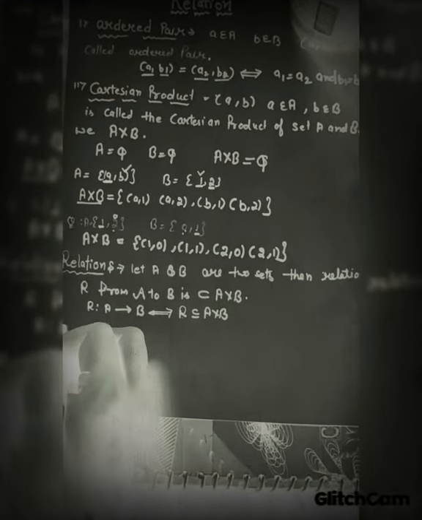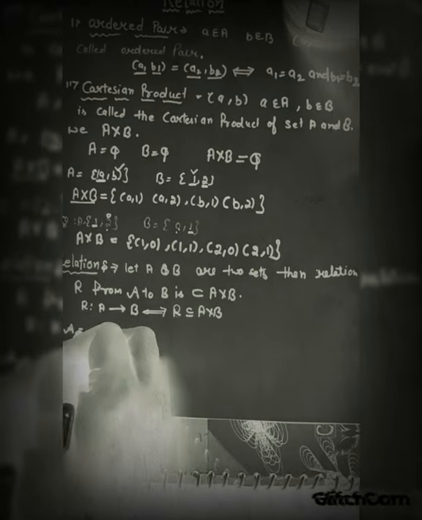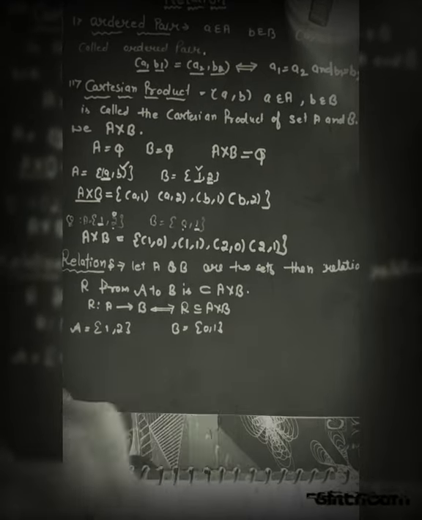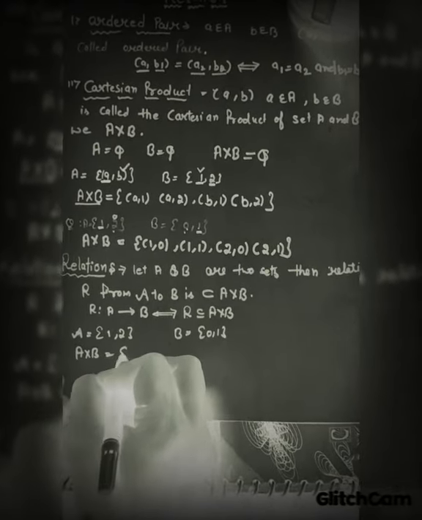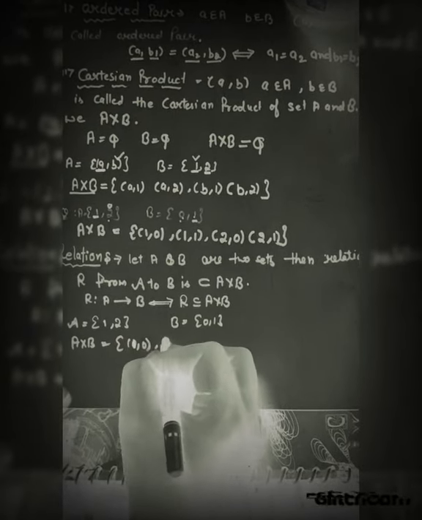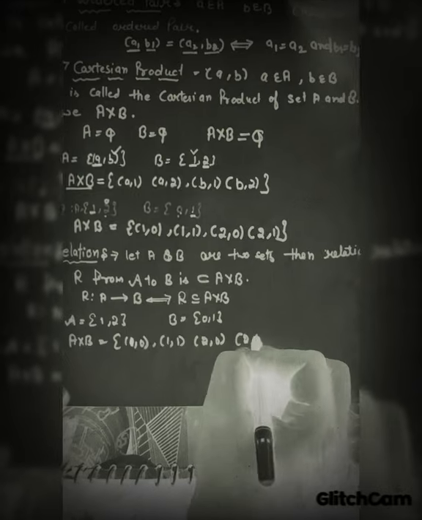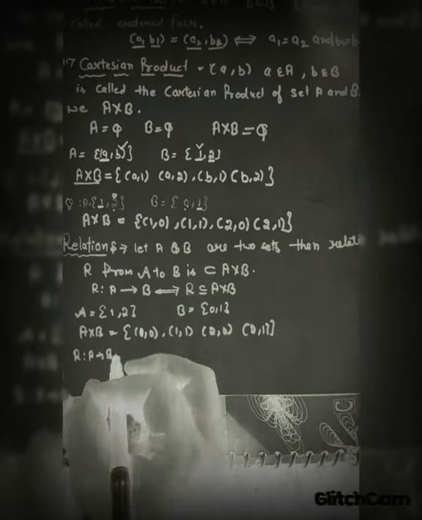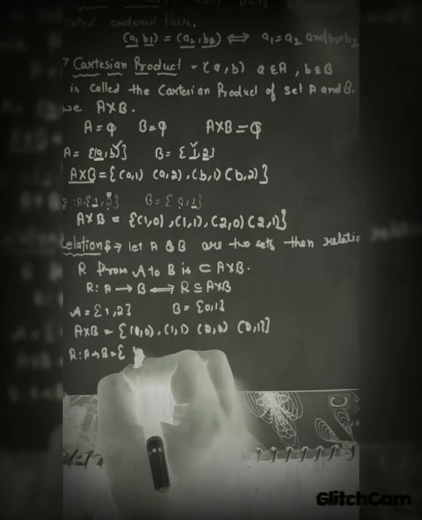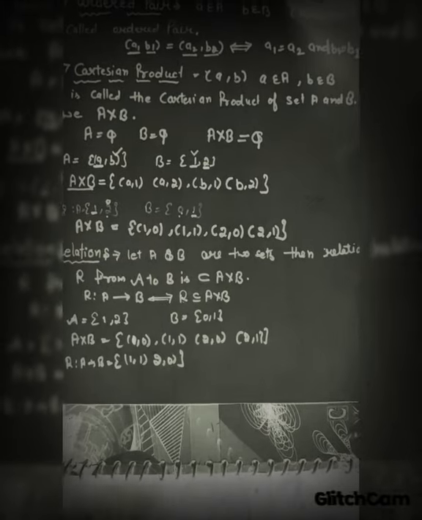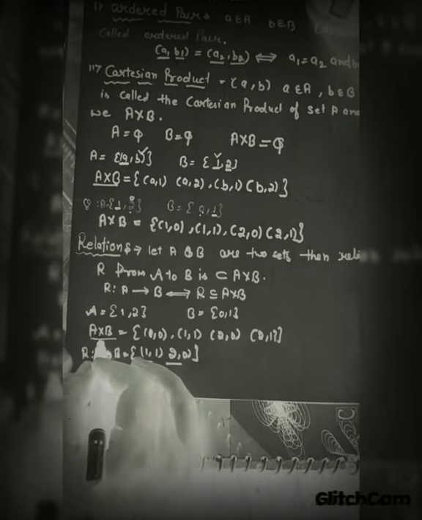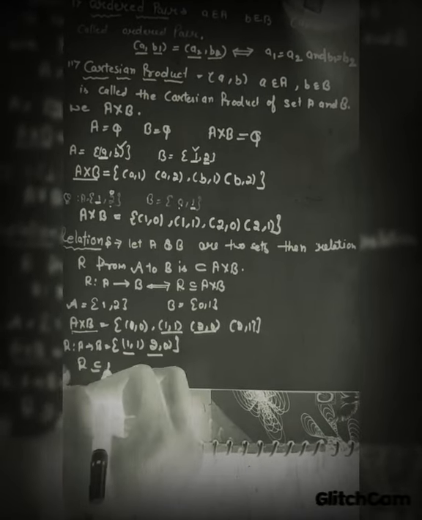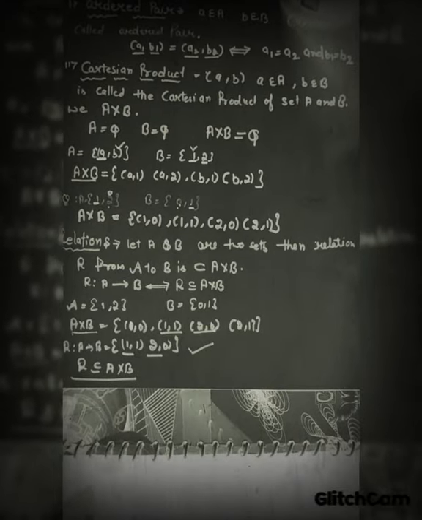Now, you can take an example. If set A is {1, 2} and set B is {0, 1}, the Cartesian product A cross B is equal to {(1, 0), (1, 1), (2, 0), (2, 1)}. And if relation R is a relation from A to B, and the elements in the relation are (1, 1) and (2, 0), these two elements are present in the Cartesian product A cross B. Therefore, R is a subset of A cross B. Therefore, this is a relation.